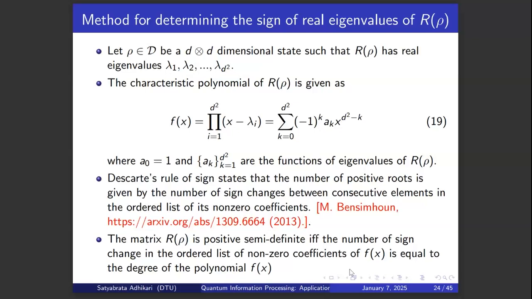then we can say that all the eigenvalues are positive, and since the matrix R rho is positive semi-definite. So here we have used this result which is given in the last point. The matrix R rho is positive semi-definite if and only if the number of sign changes in the ordered list of non-zero coefficients of f(x) is equal to the degree of the polynomial f(x). So if the number of sign changes is equal to the degree of the polynomial f(x), this means that all eigenvalues are positive, and since all eigenvalues are positive, we can consider that R rho is a positive semi-definite operator.